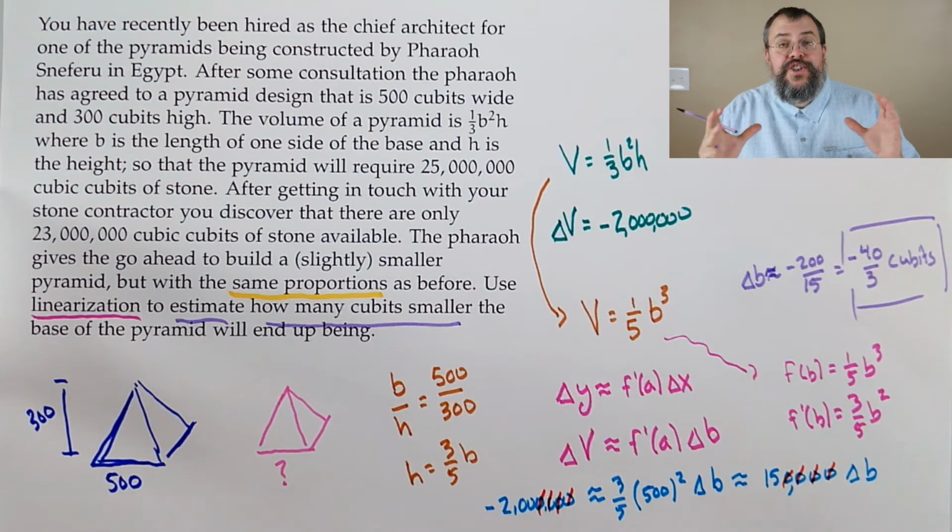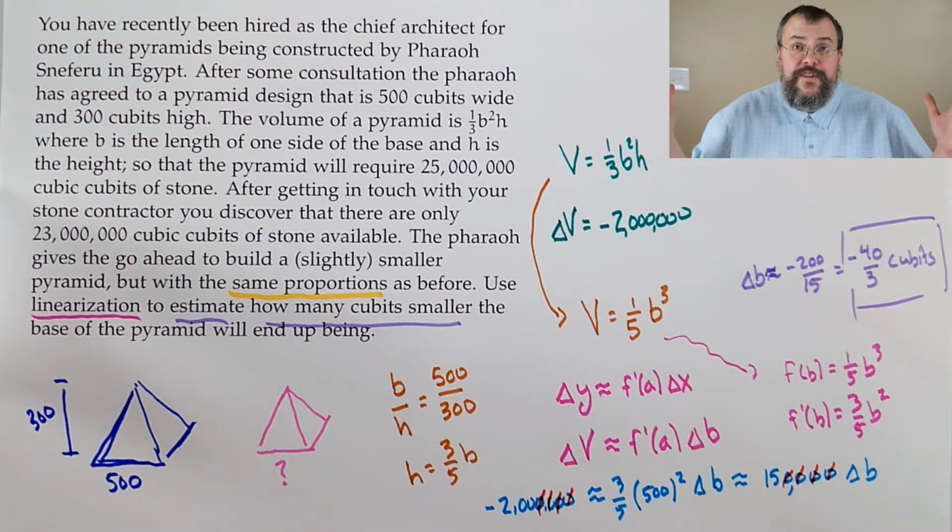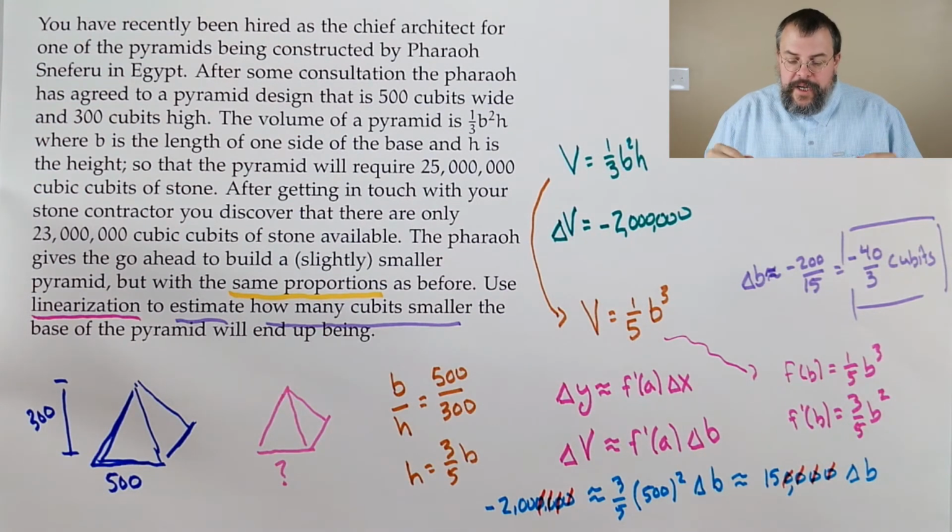So how much did we change? We're going to have to change by negative 40/3, almost 13 or so cubits. Well, it was 500 cubits to begin with. Losing 13 isn't so bad.